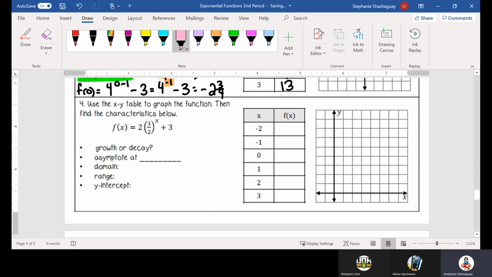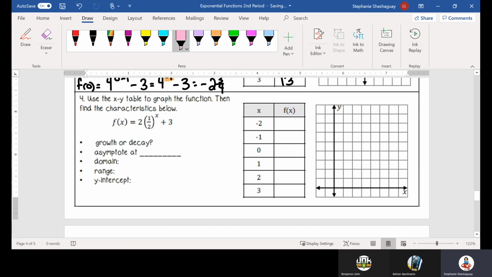All right, our last one, number 4, we're going to use the XY table to graph the function, then find the characteristics below. So here we have our A term, then we have our ratio of 1/2, and we have this positive 3, which is causing a transformation on that function. So remember, if my A is equal to 2, to find my y-intercept, I'm going to have to add that 3 because of that transformation, and that's going to equal 5.